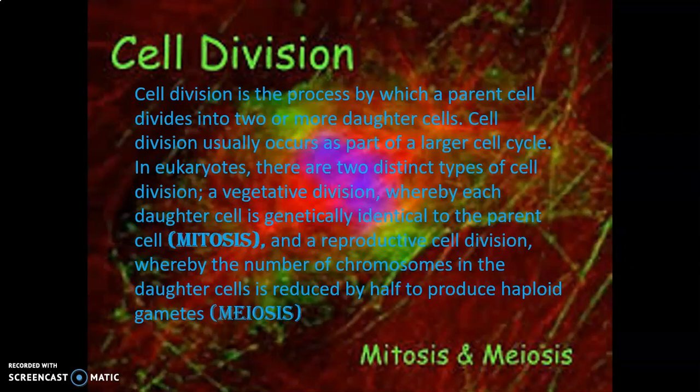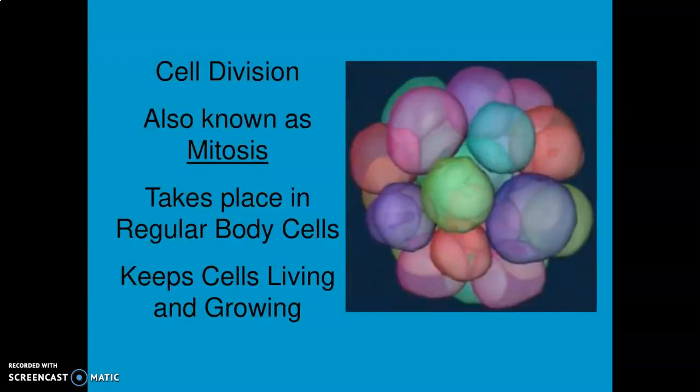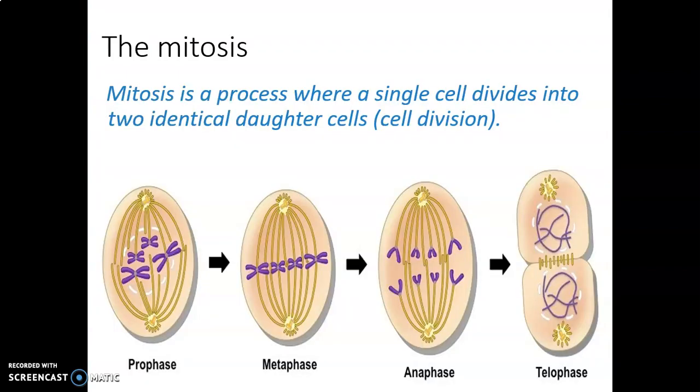A vegetative division, whereby each daughter cell is genetically identical to the parent cell, is called mitosis. And reproductive cell division, whereby the number of chromosomes in the daughter cell is reduced by half to produce haploid gametes, is called meiosis. Mitosis takes place in the regular body cells and keeps cells living and growing. Mitosis is a process where a single cell divides into two identical daughter cells.